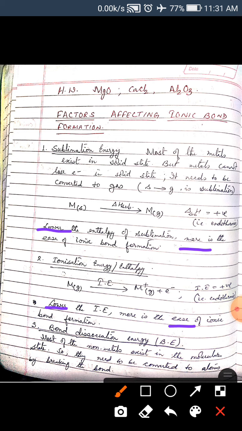So as you keep on moving across the period, the tendency of ionic bond formation by the metals will keep on decreasing.